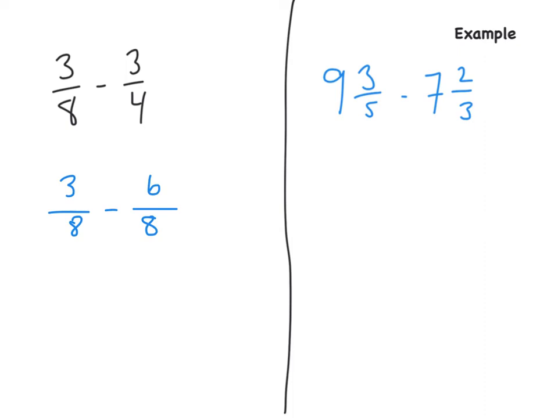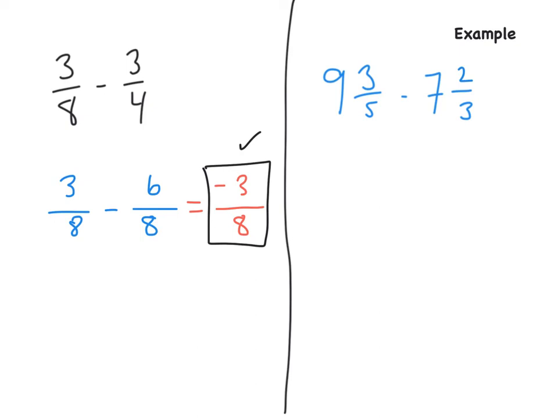Now if we just subtract straight across, the denominator stays as an 8. Numerator, 3 minus 6 is equal to a negative 3. So our answer is negative 3/8. So what I want you to do is to pause the video, try this second one yourself, and unpause the video when you're ready to see what I have done.